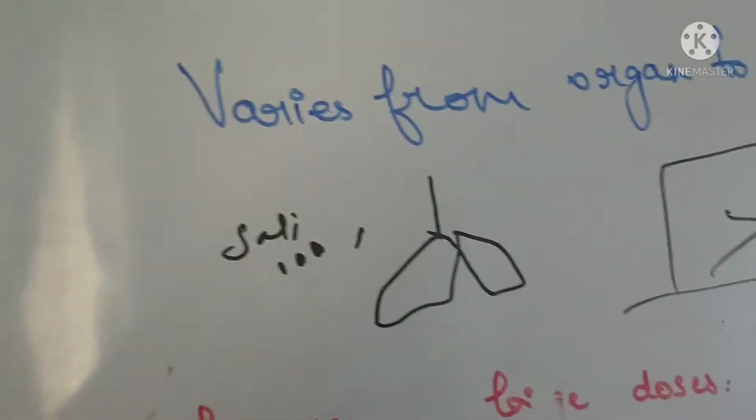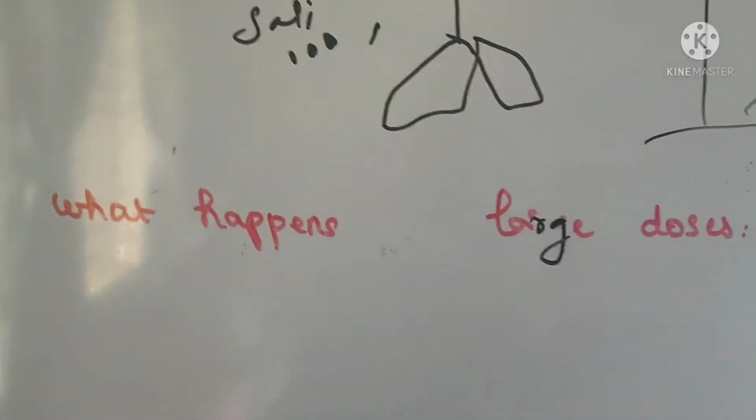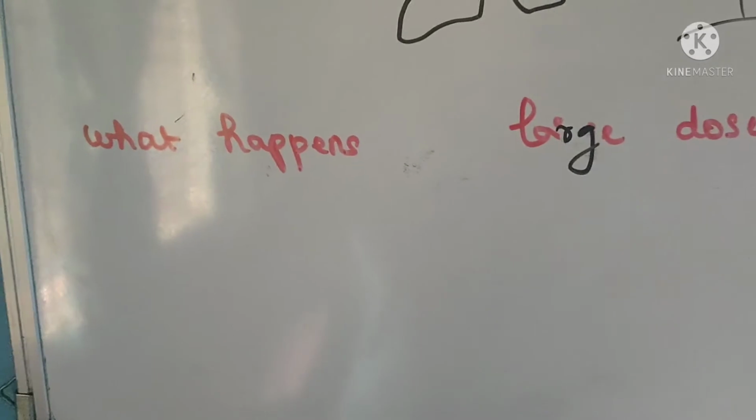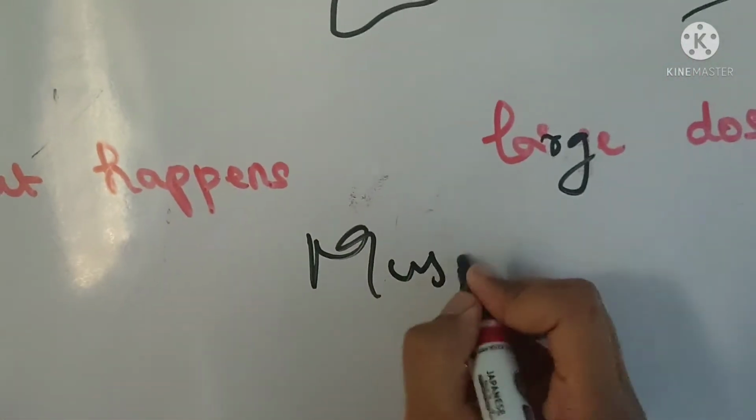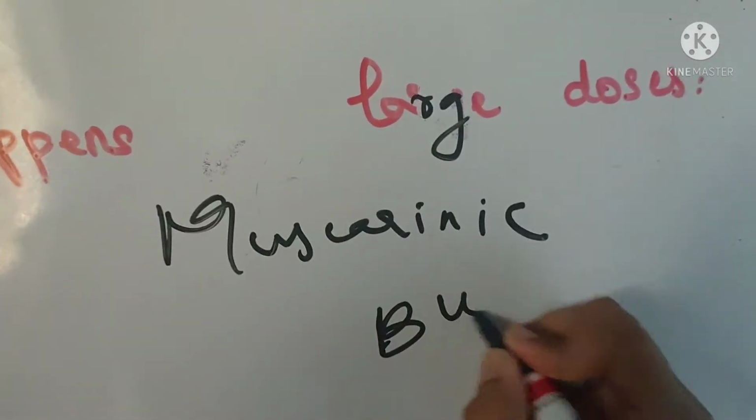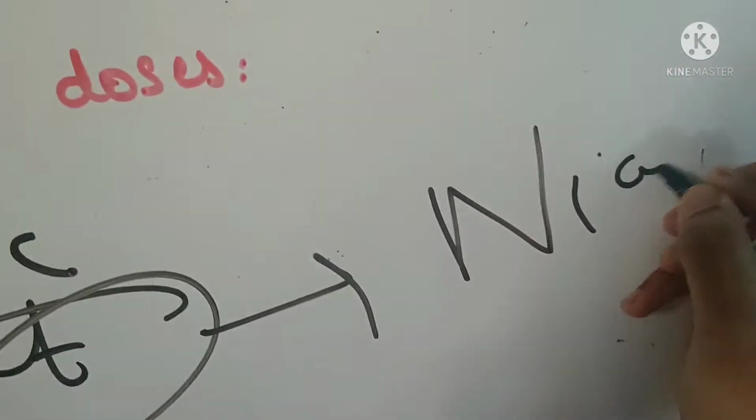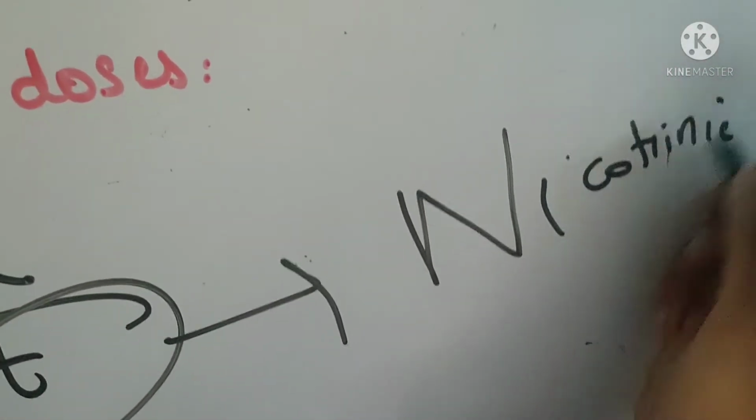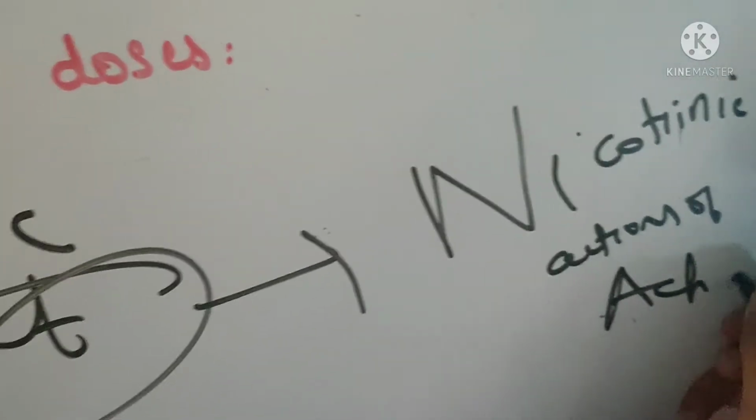And now, what happens when atropine is given in larger doses? Atropine usually blocks the muscarinic receptors, but in larger doses it blocks the nicotinic actions of acetylcholine too. And that leads to effects in other areas.